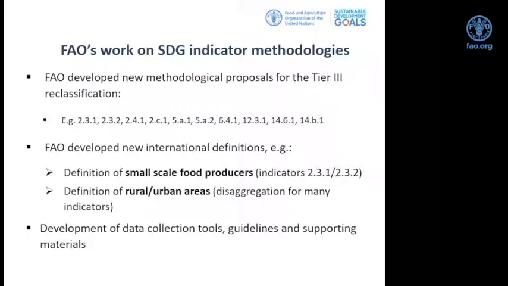The work, of course, didn't stop at the methodological development stage, but continued at fast pace, where in addition, for all indicators under our custodianship, we developed improved data collection tools, guidelines, and supporting documents and materials to facilitate countries reporting on the newly developed, approved, and endorsed methodologies.